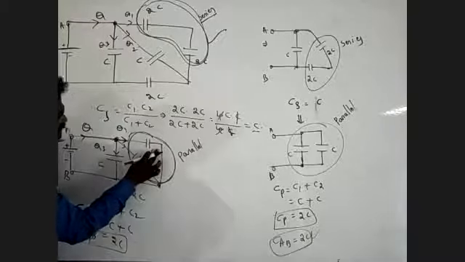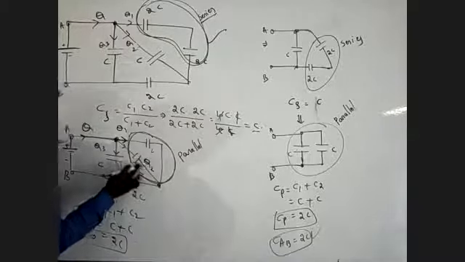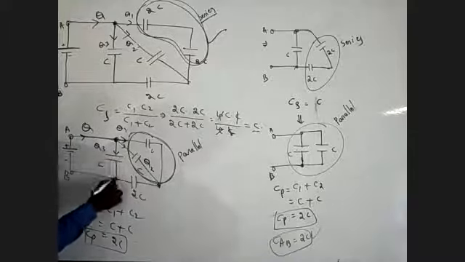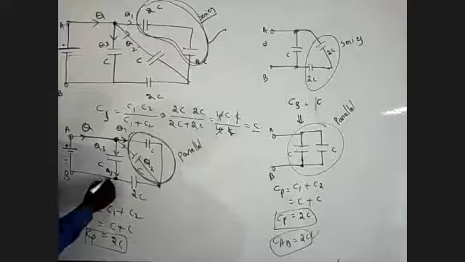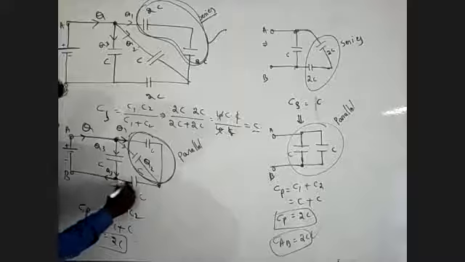Q1 is for this capacitor, Q2 is for this capacitor, and Q3 is for this capacitor. Again, this Q3 is entering at this point and can be divided again. One charge goes in this direction, and the other charge goes to this side.